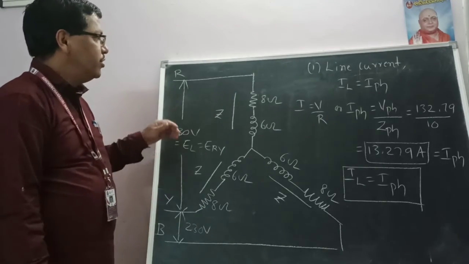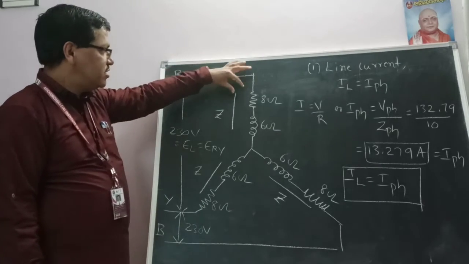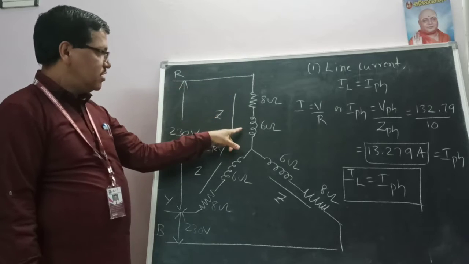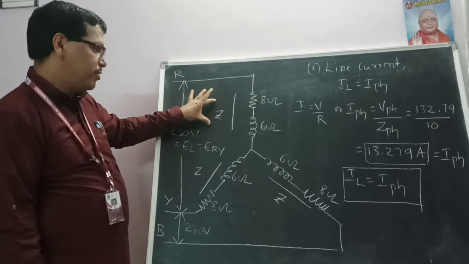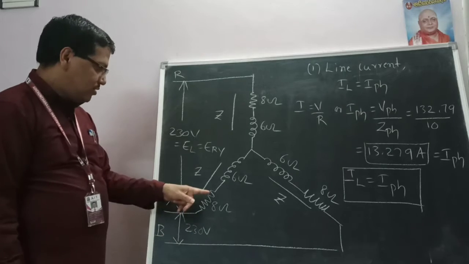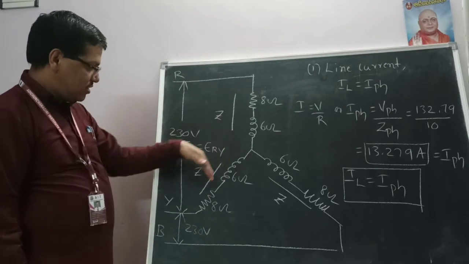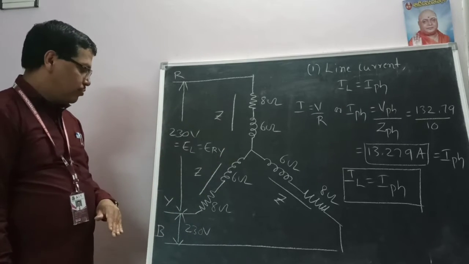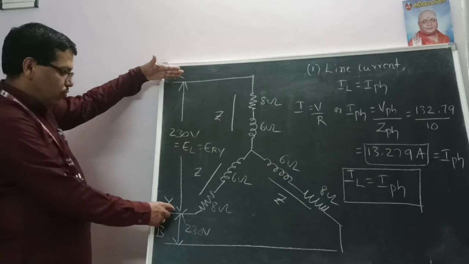So according to 8 + j6 ohms, 8 is the resistive part and this is the inductive part. This is the total impedance. Then followed by here also 8 and 6, here also 8 and 6. We can write this in reverse manner also, no problem. So both are the same. So here R to Y.